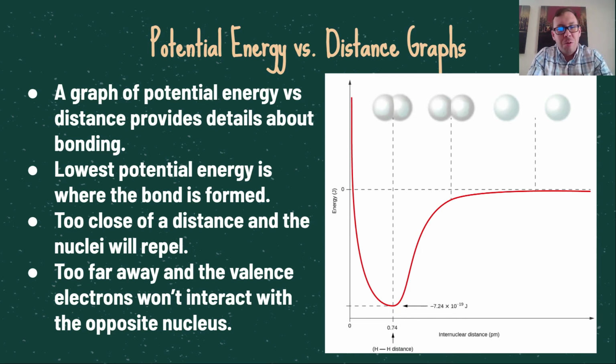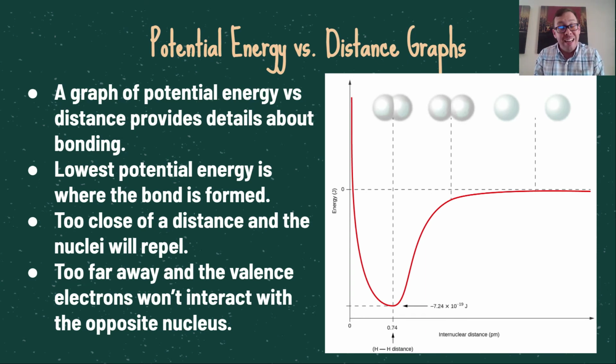The lowest potential energy is where the bonds form. If the atoms are too close to one another, you think about it, we get those nuclei really, really close to each other, they're going to repel, right? The two positively charged nuclei get really close together, they repel one another. If the atoms are too far apart, there's not going to be any valence electron attraction from one atom to another and vice versa, but there's this Goldilocks zone here, where it's not too far away, not too close, but it's just right where those atoms are going to bond.